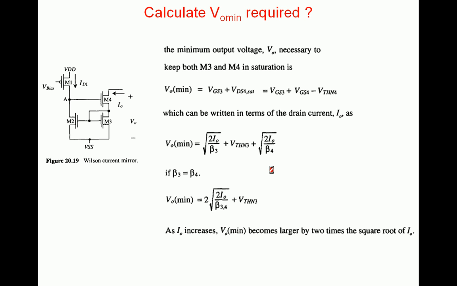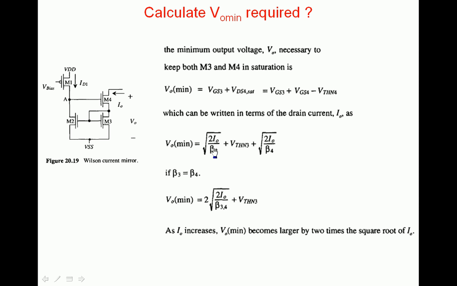The minimum output voltage necessary to keep M3 and M4 in saturation is VGS3 plus VDS4 saturation. This is for M3, VDS3 is nothing but VGS3, so here we write VGS3 plus VDS4 saturation. VDS4 saturation is nothing but VGS4 minus VT, which can be written in terms of drain current I. V0 minimum is equal to root of 2I by beta plus VT plus root of 2I by beta.